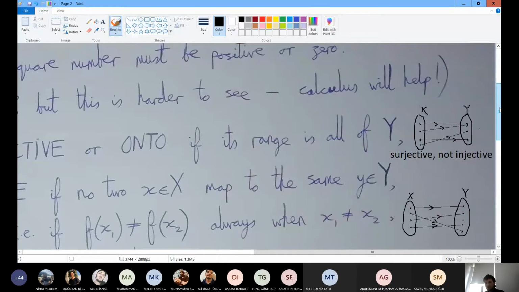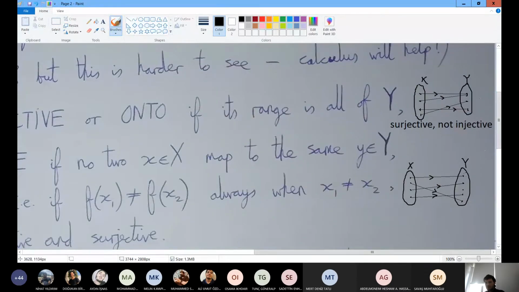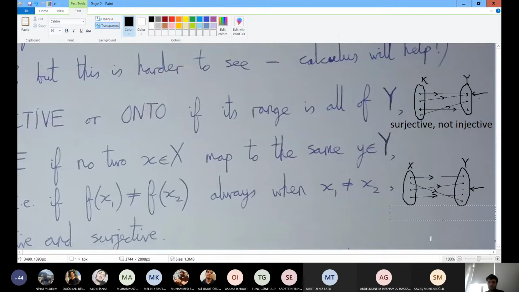Okay, so here's two functions. Now this one is injective because all of the points in y, they've only got one arrow coming into them, but it's not surjective because that point there is not hit by anything. I'm just pointing again to the one here. This stops the function from being injective, and this stops the function from being surjective. So right here, this is injective, but not surjective.